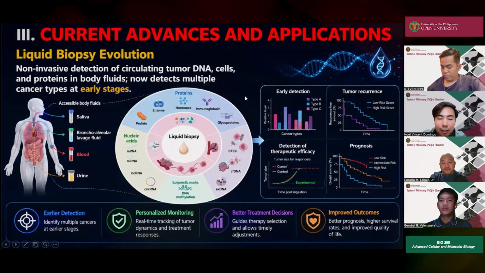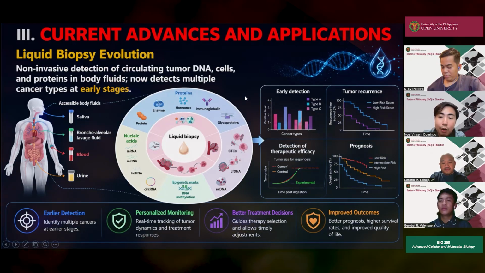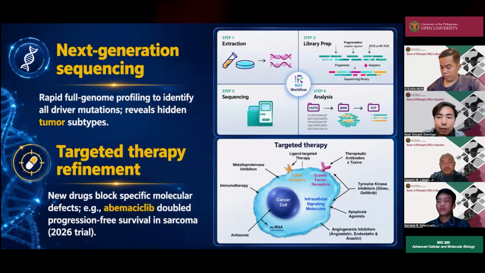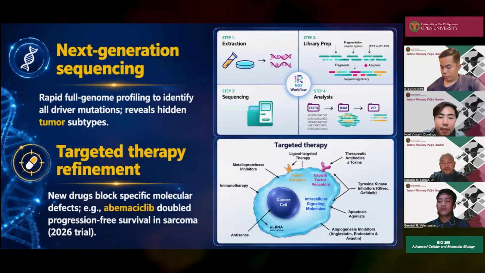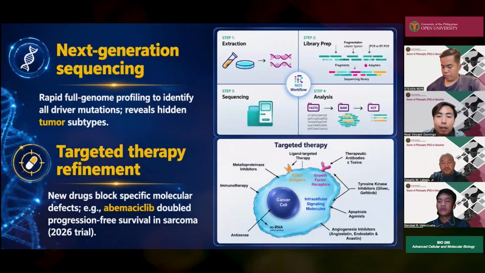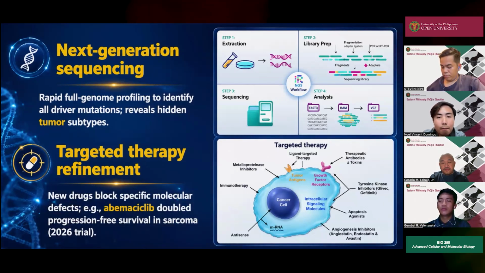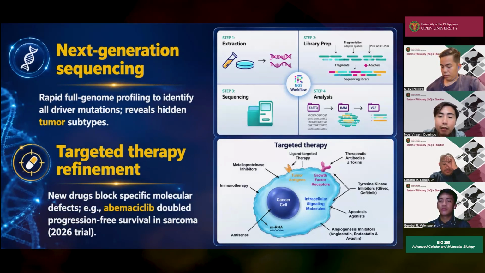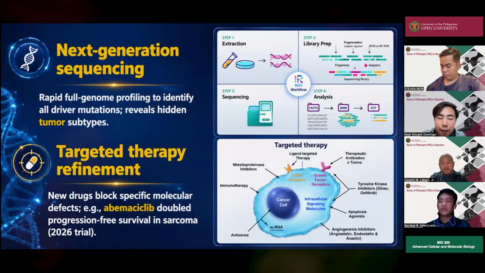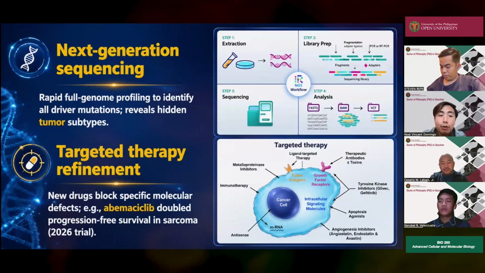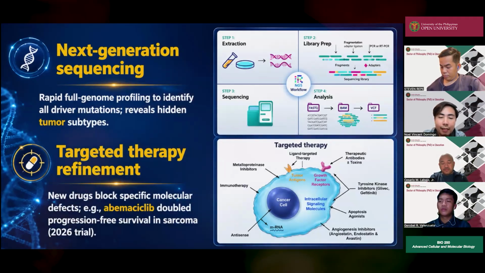Now let's have the NGS, or the next generation sequencing. So it helps identify driver mutations, while targeted therapy attacks the specific molecules or pathways affected by those mutations. So compared with chemotherapy, targeted therapy is more specific. It tries to attack the cancer's molecular weakness while reducing harm to normal cells.